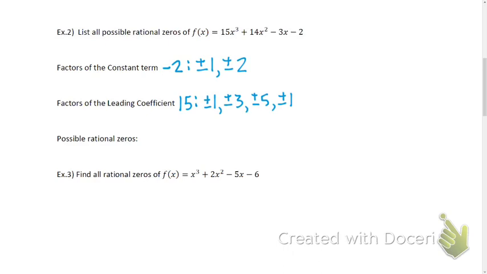So when I go 1 divided by 1, I get 1. When I go 2 divided by 1, I get 2. So I'm done with this one right here. Now when I go 1 divided by 3, I get 1/3. 2 divided by 3 is 2/3. Now we got to do the 5. So 1 divided by 5 is 1/5. And 2 divided by 5 is 2/5.